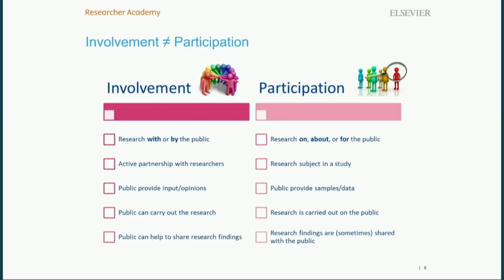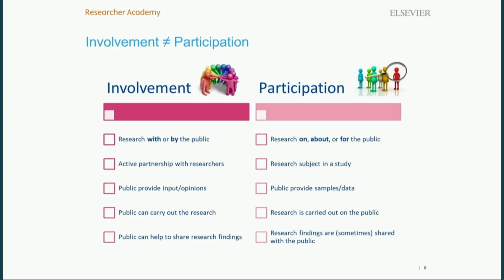So I wanted to take a little bit of time to look more closely at involvement versus participation. It is something that we see can cause a little bit of confusion for researchers who are less experienced with PPI. So when we talk about involvement, we're talking about research carried out with or by the public. With participation, it's research on, about, or for the public. With involvement, as I said, it's an active partnership with the researcher. The public is providing input and opinions. They're involved in decision making. So that's key, that involvement with decision making.